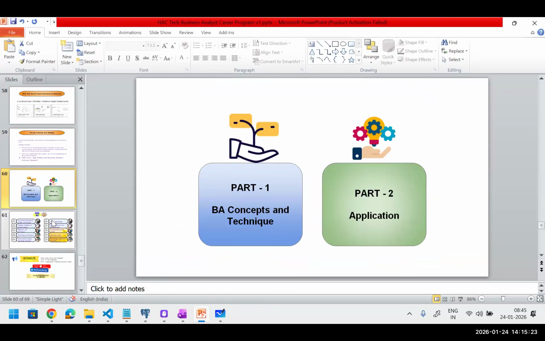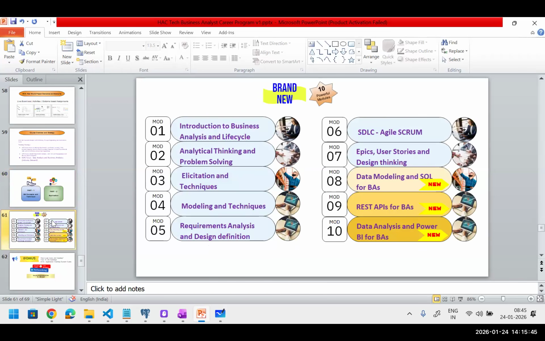Let's say how to do flowcharting for analytical thinking, how to do a root cause analysis for problem solving, how to write a user story as a requirement, how to show as-is state and to-be state in a diagrammatic way, how to extract requirements from that flow. And next is application. These are the modules that we are going to cover.